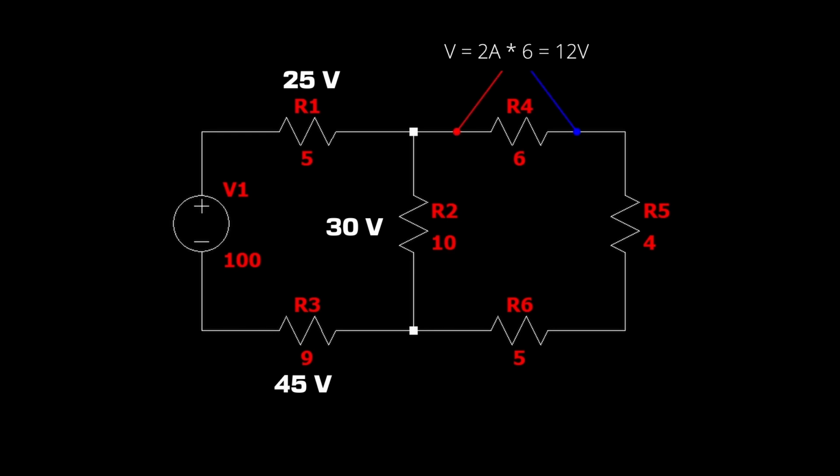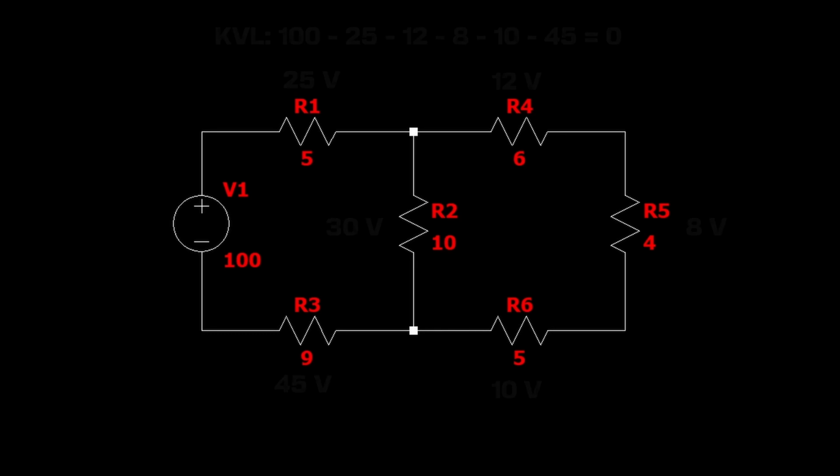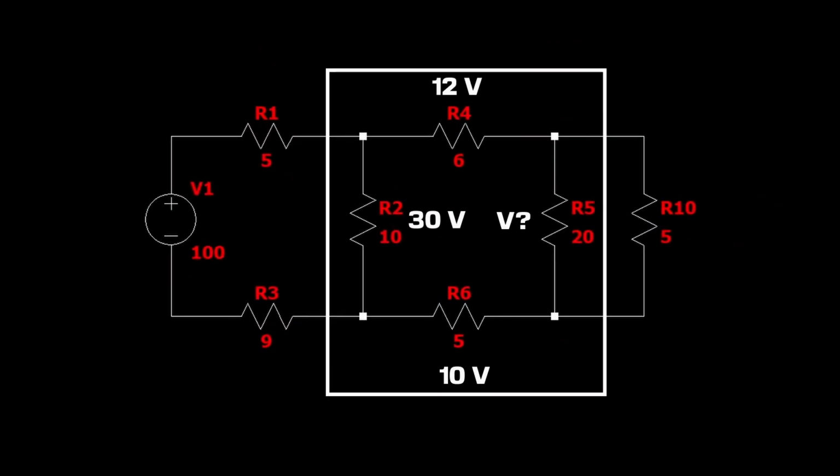I want you to also notice that if we add up all the voltages around the outside loop, our KVL equation still holds. This allows you to check your answer and verify that each voltage drop solved for is correct. Expanding our circuit once again, we can take a look at the closed loop in the box and solve for the one unknown voltage. After some algebra, we get a drop of 8 volts.